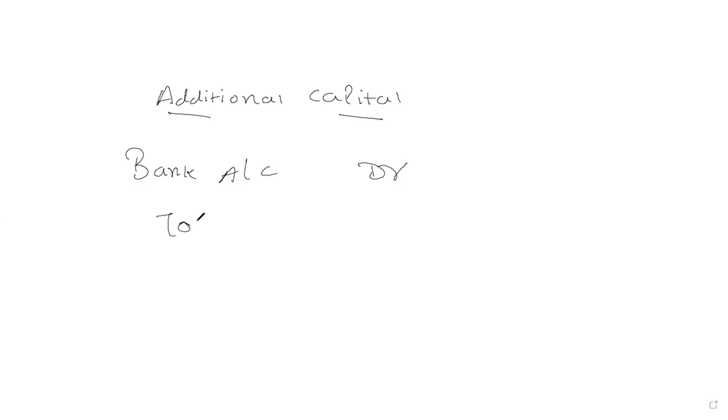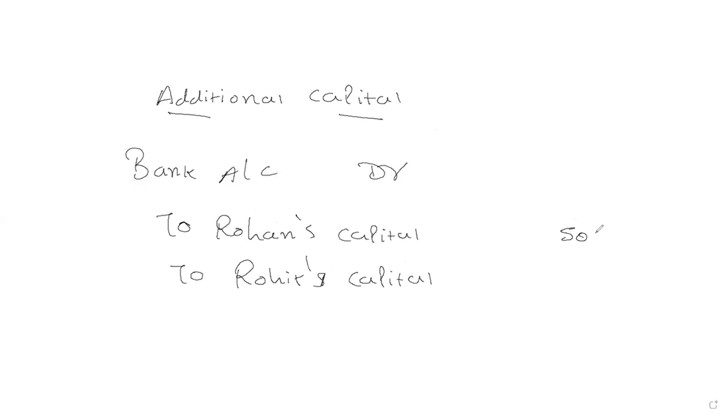Who is going to bring? Rohan and Rohit. To Rohan's capital and to Rohit's capital. Correct? How much will they bring? कितने लाएंगे पैसा वो लोग? 50,000 and 25,000. So 50,000 will be brought by Rohan and 25,000 by Rohit. Total is 75,000. Is that clear? So this is the new journal entry.